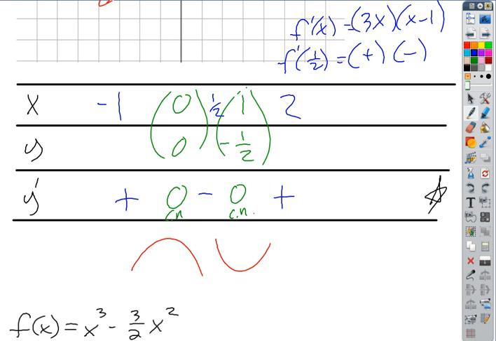Okay, let's try another one. What about the other subjects? Oh, come on. Physics, I mean, yeah. No, I'm kidding. They're all important. They're all equally important.